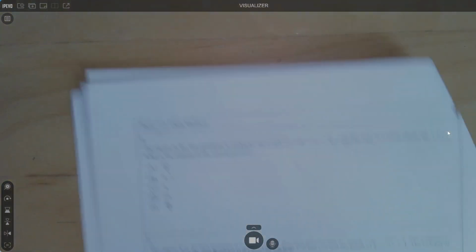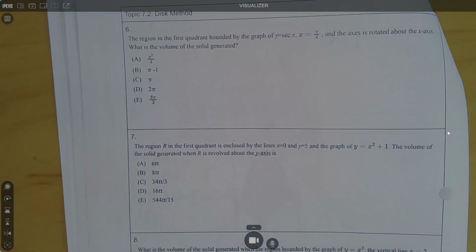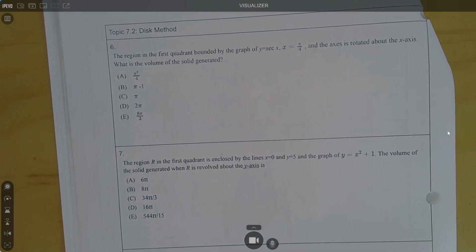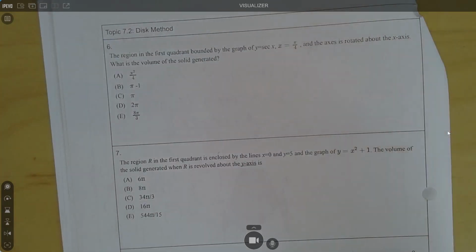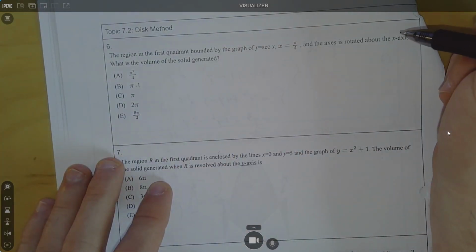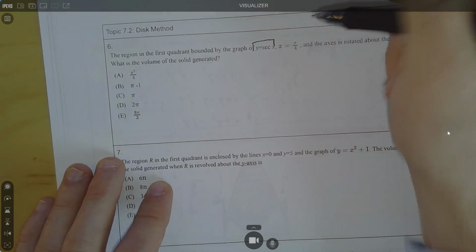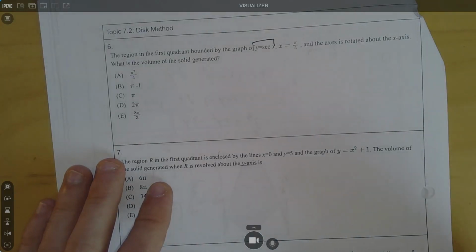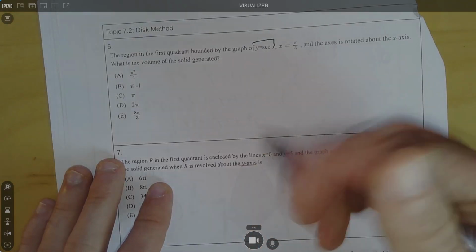We're out of the dark there of the area. Now we got some disk method. The region of the first quadrant bounded by the graph of y equals secant x at x equals pi over 4, and the axis is rotated around the x-axis. What is the volume of the solid generated? Alright, since it's only one function, it's going to be clear to me that this is going to be disk. If it's a region bounded by two functions, it could be washer, right? But since it's only one function, it's going to be disk.